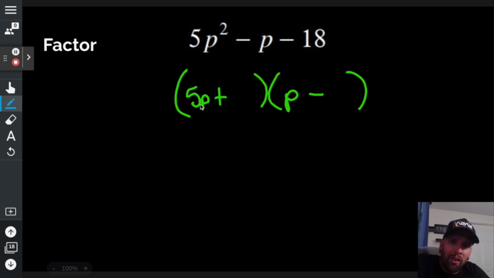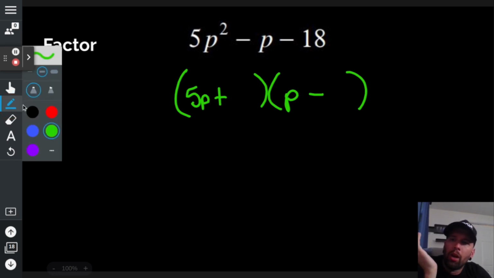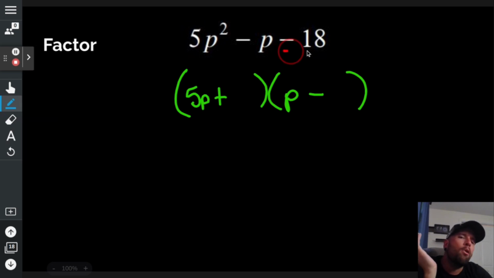Now, why is this 5p and why is that regular p? How else are you going to get 5p squared if I were to FOIL this out? Now, there's a problem. These signs might change if I chose the wrong parentheses. So that's something that we have to test out. Now what I have to do is come up with two numbers that multiply out to negative 18. So if I do a 3 and a 6, let's see what happens if I put the 6 here and the 3 here.